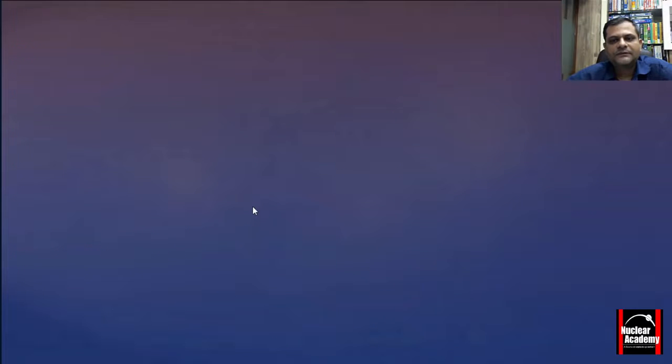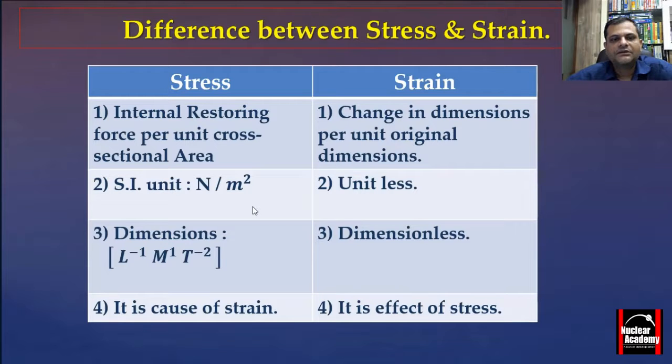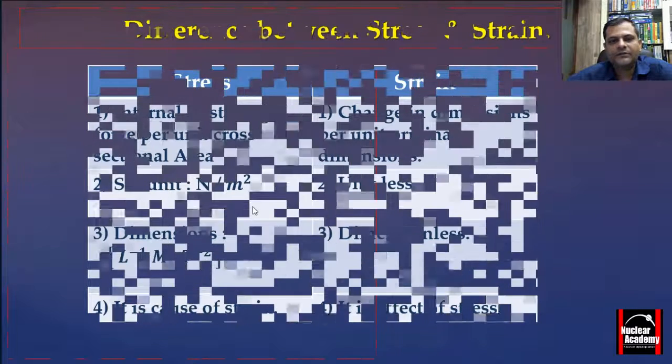Let us see the next topic, the difference between stress and strain. The internal restoring force per unit area is called stress, but the change in dimension per unit original dimension is called strain. The SI unit of stress is Newton per meter square, whereas strain is unitless. Stress has the dimensions L^-1 M^1 T^-2, whereas strain is dimensionless. Basically, stress is the cause and strain is its effect.